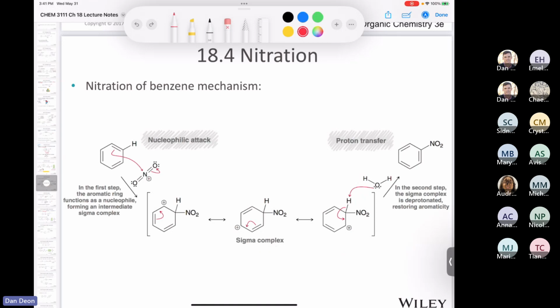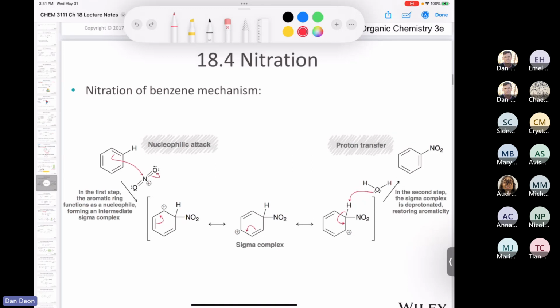And then in the last step, water comes in, right? Because we're in aqueous acids. It acts as a base, does a proton transfer, and you restore the aromatic ring. And there you go, my friends. Now you've done a nitration. And if you're wondering, well, what the heck would I do with the nitro group once it's installed? I don't remember you mentioning nitro groups a whole lot as being that interesting.